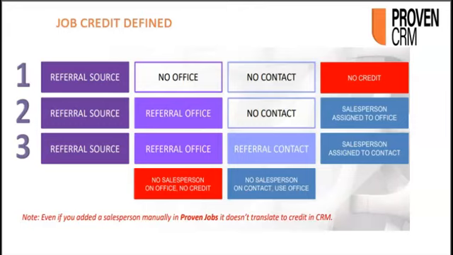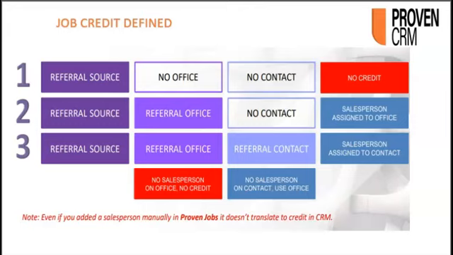It is important to note that job credit logic will always look at the referring contact to see if there is a salesperson assigned at the time of job create. And if there isn't, then the logic will look to the company or organization that is added as the type refer, and if there is a salesperson assigned.